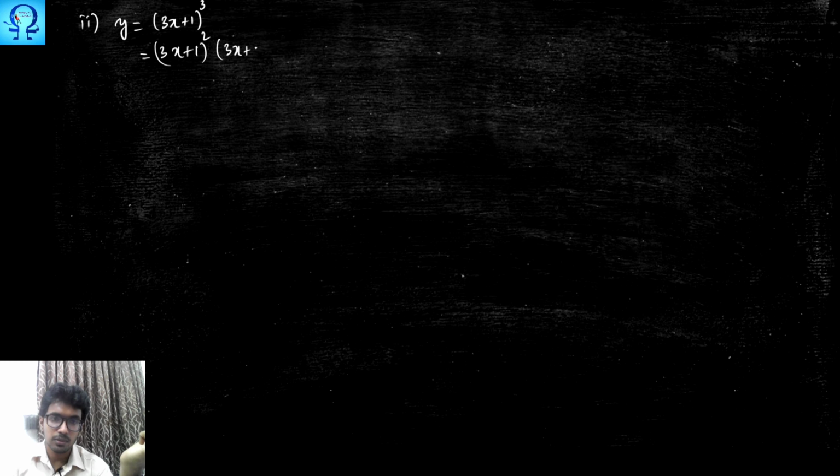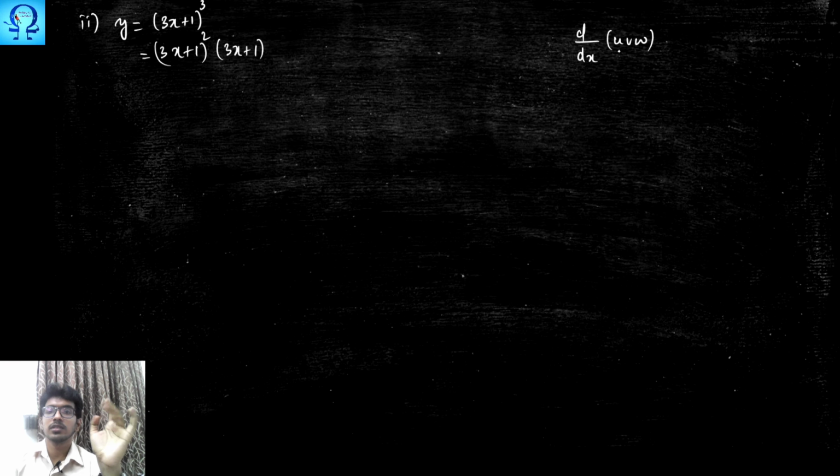So the next problem is y is 3x plus 1 whole cube. Since this is cube, if you know the formula to find out a plus b whole cube, use it. If not, no worries, we can do them in a way. So this may be taken as 3x plus 1 whole square and 3x plus 1. This way we may do.